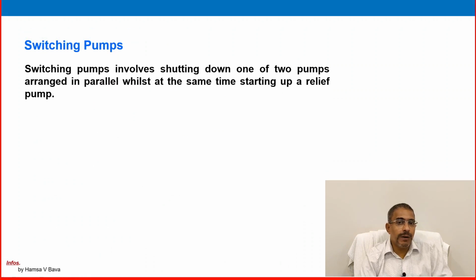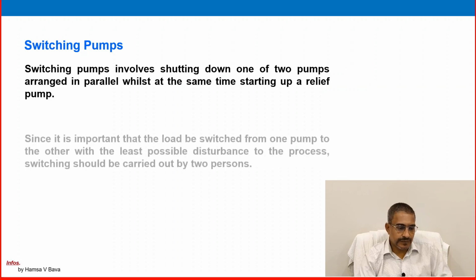Switching pump: two pumps are working, A and B, or three pumps are working, A, B, and C. One pump is running, one pump is standby. So switching over a pump is also an important procedure, like startup and shutdown. Switching pump involves shutting down one of the pumps arranged in parallel while at the same time starting up a relief pump.